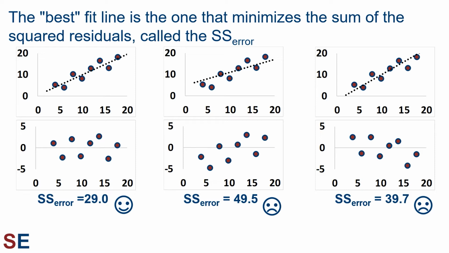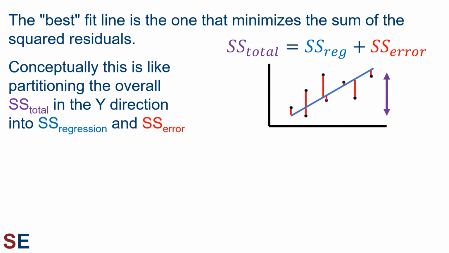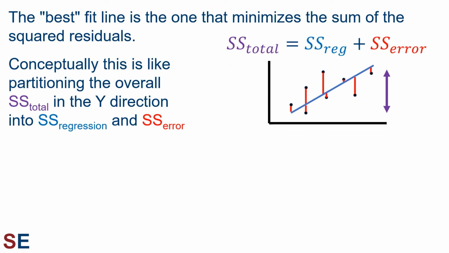But how do we make sure there isn't some other line that's even better? Luckily, there's a procedure that will provide us with the one line that minimizes the sum of the squares of the residuals. As mentioned, the best fit line is the one that minimizes the sum of the squared residuals, also called SS error. Conceptually, this approach is partitioning the overall sum of squares in the y direction into two components, sum of squares regression and the sum of squares error. These two sums add up to the sum of squares total in the y direction.